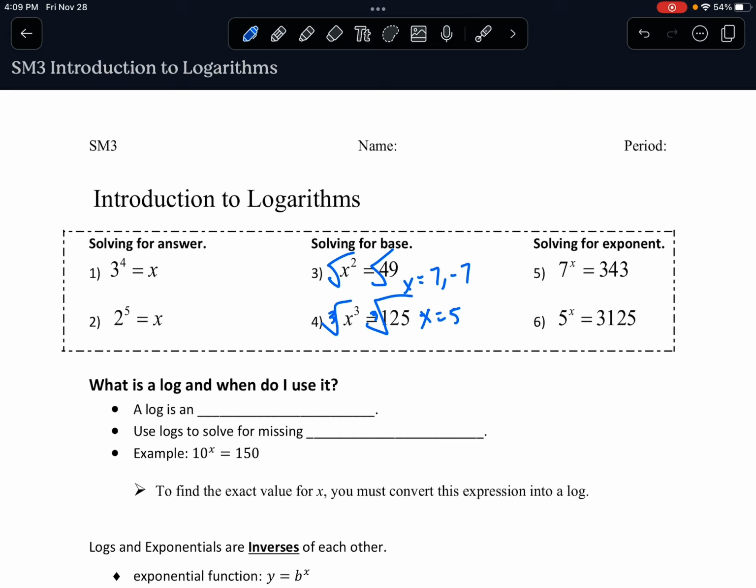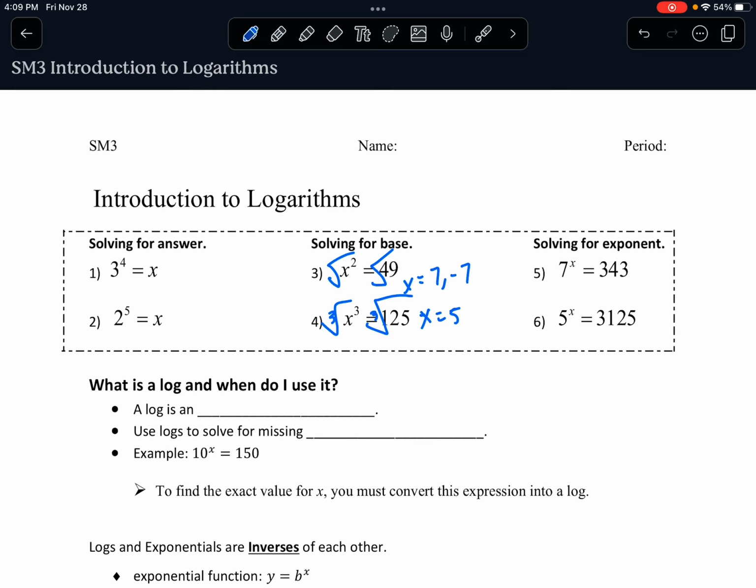Okay, now then we get to this right here. 7 to the x power equals 343, right? So what do we do? How do I get x by itself? How do I get rid of the 7, right? Do I divide by 7? No, that wouldn't make sense because x is an exponent, right? Like, how do I get x by itself? So what do I do?